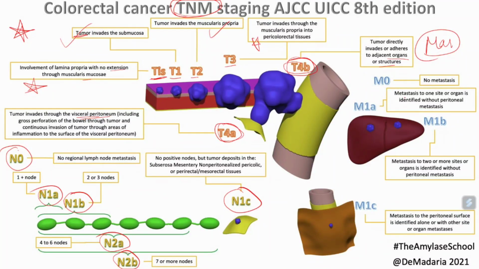And if we see the metastasis, here also we have M0 stage, M1A stage, M1B stage, and M1C stage. Okay, here we have four stages. M0 means no metastasis, M1A means metastasis to one site, M1B means metastasis to two sites, and M1C means metastasis to the peritoneal region. Actually, the peritoneal region is beyond the peritoneal cavity. If it goes there, that is M1C. Okay, so these are different stages.